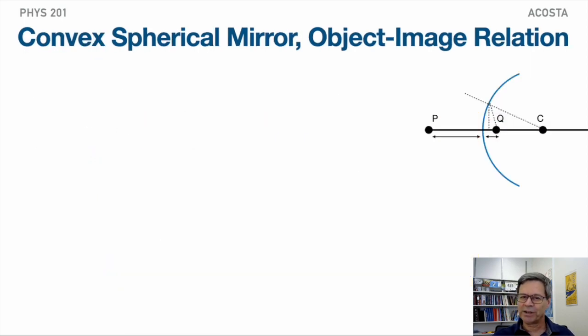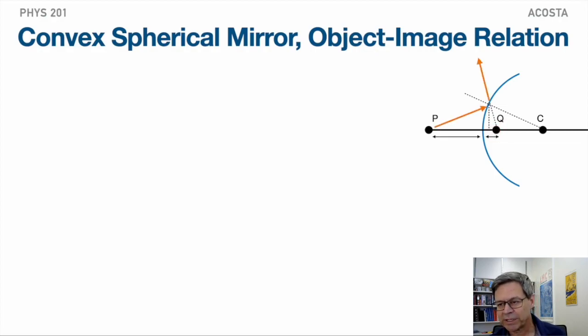Okay, so a convex spherical mirror. We want the object-image relationship. So here is my convex mirror surface, so now it bows out toward you, the object. And so for such mirrors, the image you'll form will always be a virtual image. It's going to appear to emanate from, or be located, behind the mirror surface. Of course, light rays can't really reach behind this mirror surface, so it's a virtual image there.